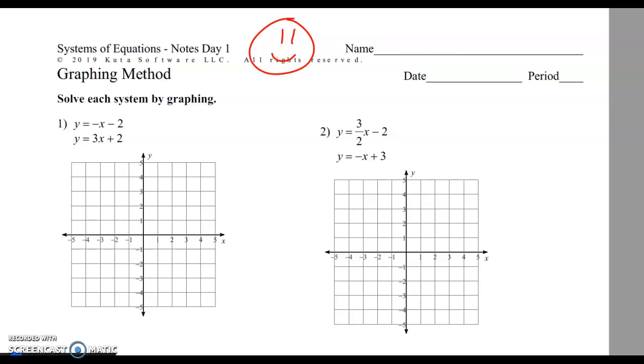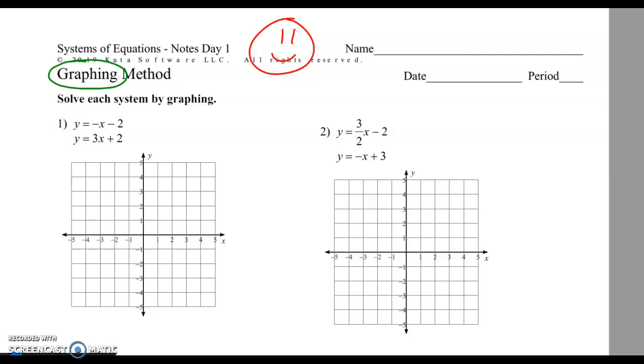This is chapter 6, day 1, system of equation notes. So this chapter is all about solving a system of equations, which means that you have two equations with two variables. So you can see we have two equations, and then they each have two variables, x and y. So we want the x and y that made both of those work. So today we're going to look at the graphing method.